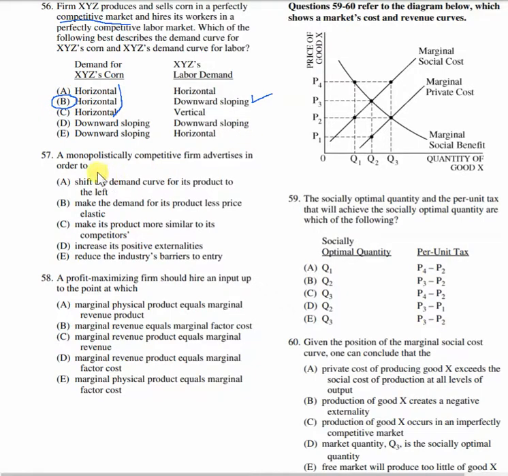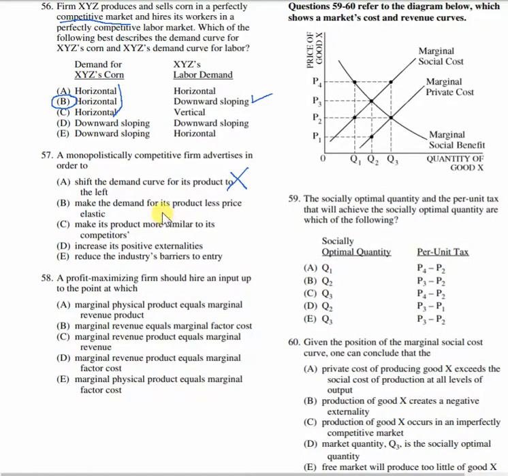All right, number 57. A monopolistically competitive firm advertises in order to. So you advertise in order to sell more product at higher prices, right? So let's see what the choices are. Shift the demand curve for its products to the left. Well, if you shift it to the left, that means that the market's going to demand less of your product, so that is not correct.